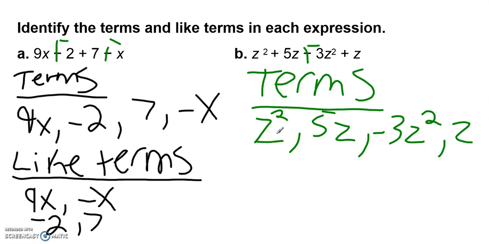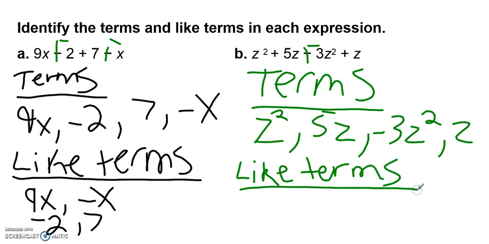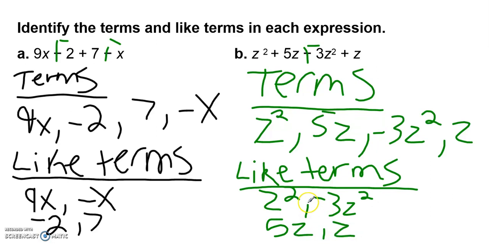And then our like terms are the z squared and the -3z squared, and then the 5z and the z. So z squareds are different than z's, okay?